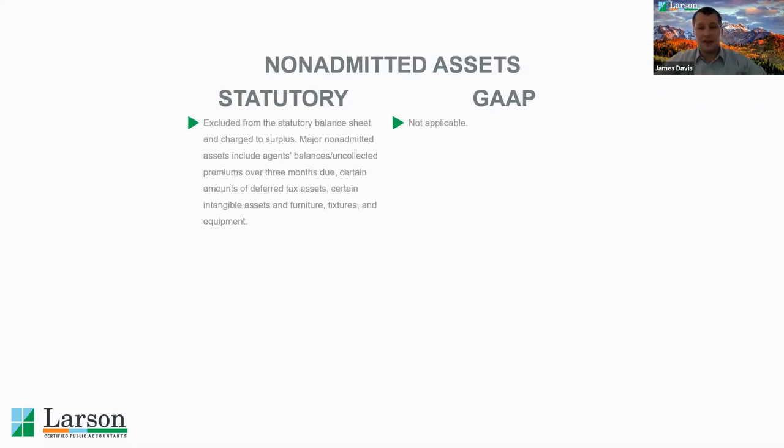One other unique aspect of insurance investment accounting, and insurance accounting in general, is the presence of admitted and non-admitted assets. Under statutory accounting, certain assets are excluded from the statutory balance sheet and directly reduce surplus. Major non-admitted assets include agent balances, uncollected premiums over 3 months due, certain amounts of deferred tax assets, certain intangible assets, and furniture, fixtures, and equipment.